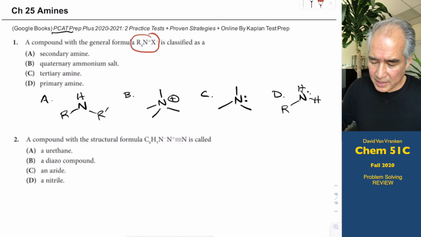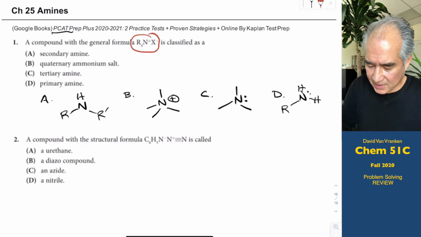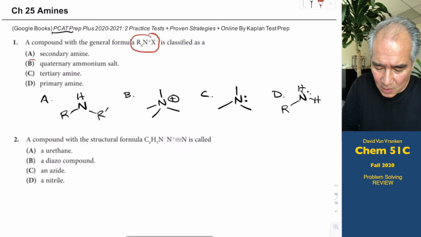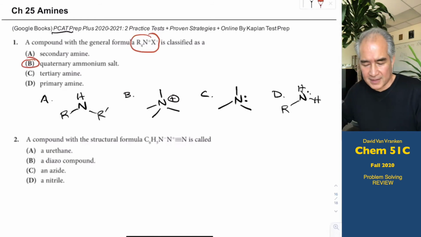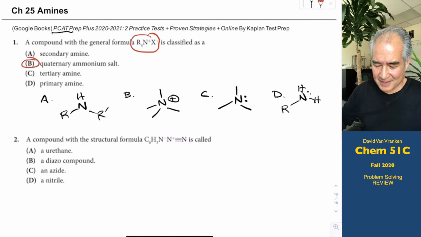So really, this species that they've drawn using this typesetting corresponds to answer B. That's a quaternary ammonium salt. It is not an amine. It is not a base. It's a salt. And they're not specifying what the counterion is.